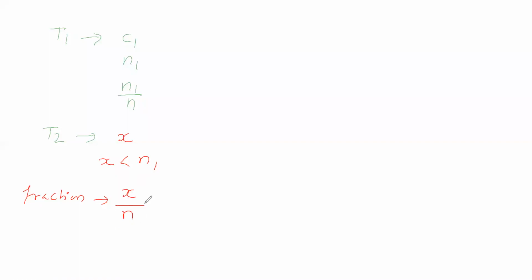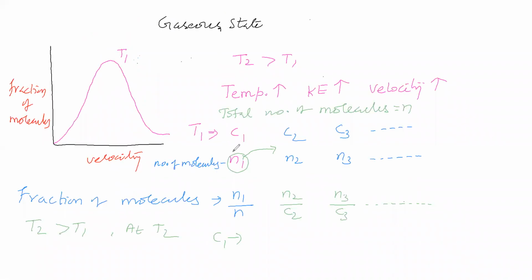Now compare this fraction with the other fraction, the fraction of molecules here at the lower velocity side. C1 is the lower velocity. C1 is the starting velocity we have considered. So we are considering the lower velocity side.